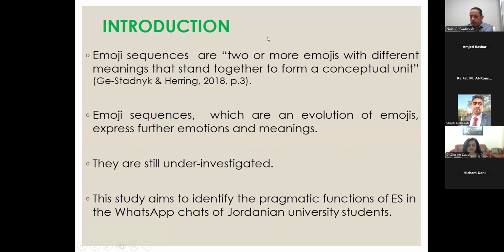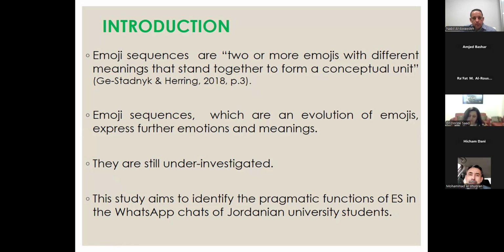But in my presentation, I'm not going to talk about specific single emojis. I'm going to be talking about emoji sequences, which are a combination of two emojis. They are defined by Herring and Stadnik as two or more emojis with different meanings that stand together to form a conceptual unit. These are the emoji sequences. They are an evolution of emojis, and they also express meaning, feelings, and emotions, and they enhance the value of our communication. Of course, this topic is still under investigated.